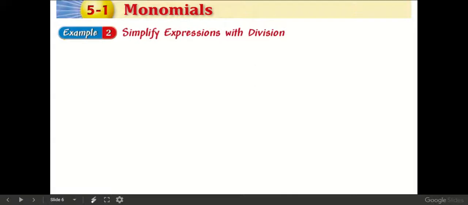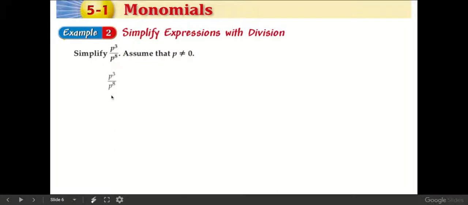So example number 2 asks us to simplify an expression using division. So p to the 3rd power over p to the 8th. And we're going to assume that p can't be 0, because if I had 0 in the bottom of a fraction, it would give me an undefined number. So we're going to assume that p is not 0.